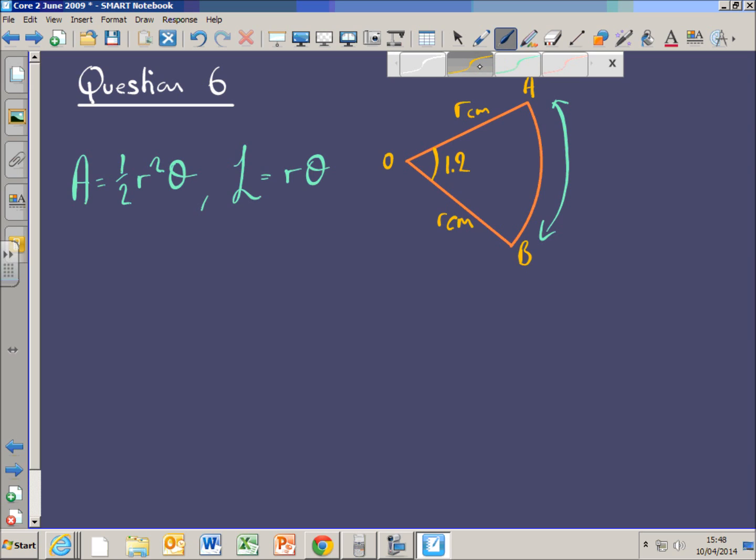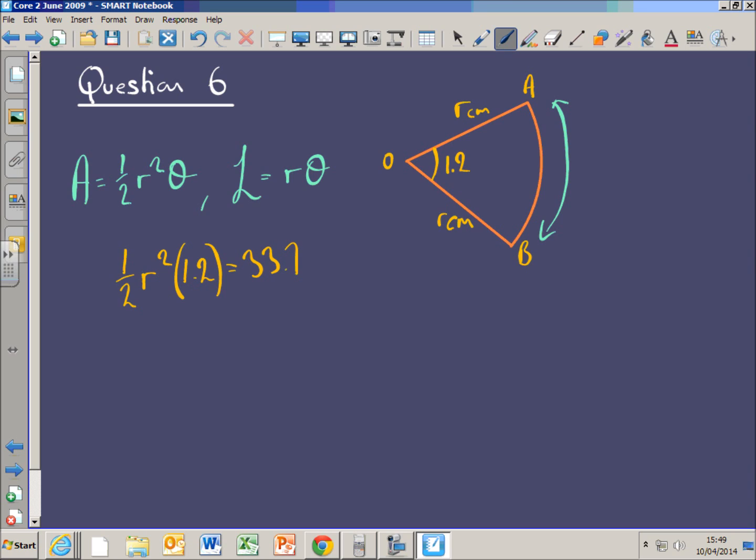Okay, so we're told the area is 33.75. So if the area is 33.75, then 1/2 r squared times theta, which is 1.2, has got to be 33.75. Do you agree with that? Okay, so I'm just trying to find out what r is. What shall I do next? Times it by 2. R squared times 1.2 equals, what happens if I do this by 2? 67.5. Okay, next step. Divided by 1.2, brilliant.